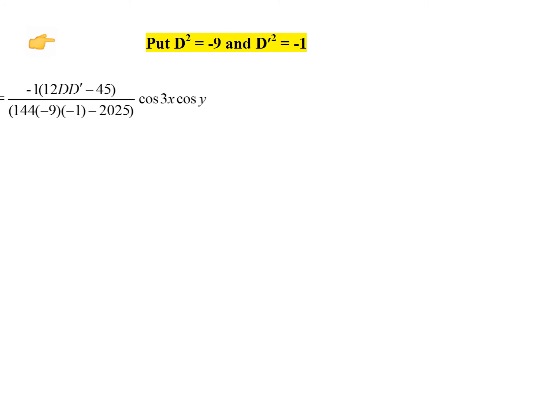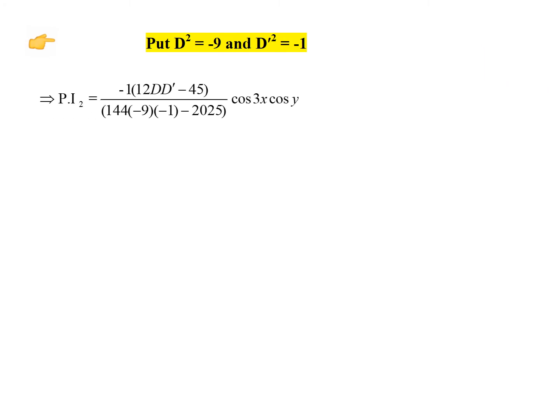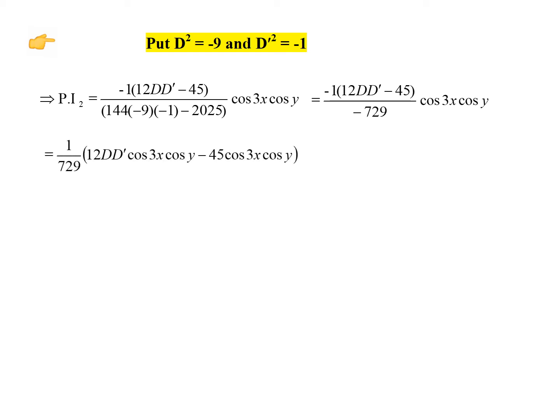Now when we substitute for D square and D dash square in the denominator, it becomes just a number like this. But still we have operators D and D dash in the numerator. So we have to remove that. It means we need to operate. So 12 into D dash operated on cos 3x cos y, minus 45 into that. So it's similar to multiplication. Now here remember, one by one we are operating. Keeping 12 D, first we are operating D dash. What is the meaning of D dash? Differentiating with respect to y. So that cos y, when we differentiate, we get minus sin y.